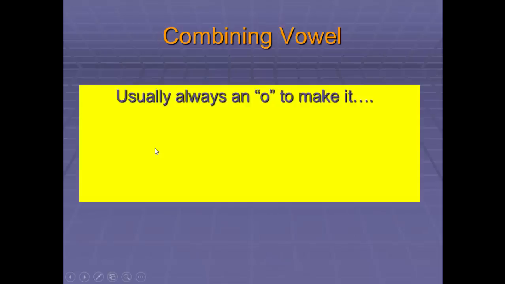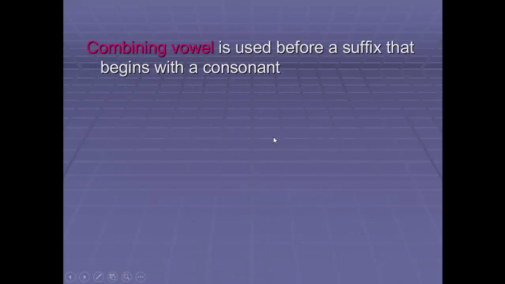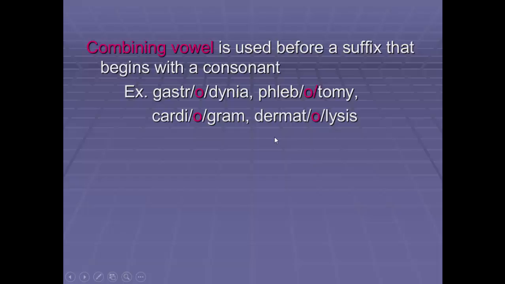A combining vowel is usually the vowel O, used to make the term flow or ease its pronunciation. A combining vowel is used before a suffix that begins with a consonant. So in these examples, each of the suffixes begins with a consonant. When the suffix begins with a consonant, then a combining vowel is placed between the word root and the suffix to help the term flow in the pronunciation.